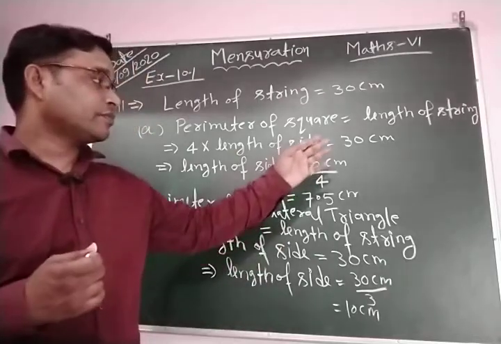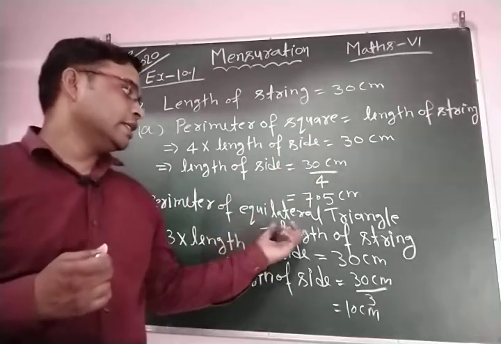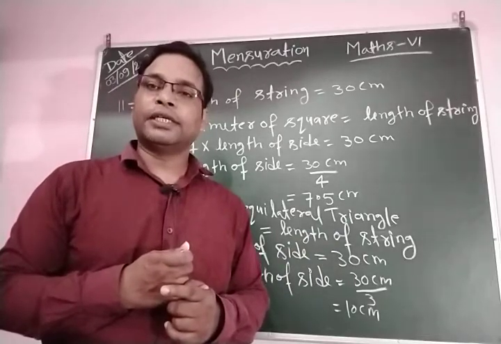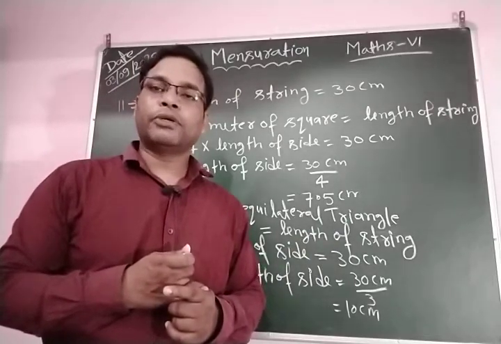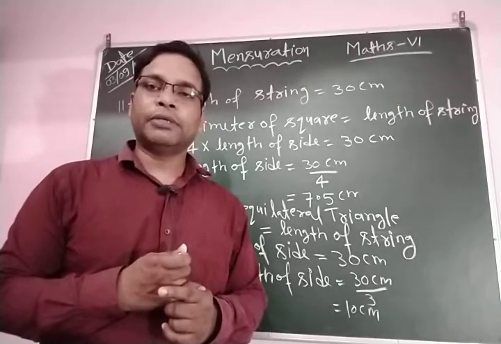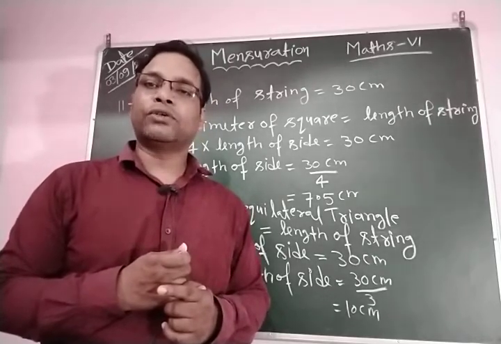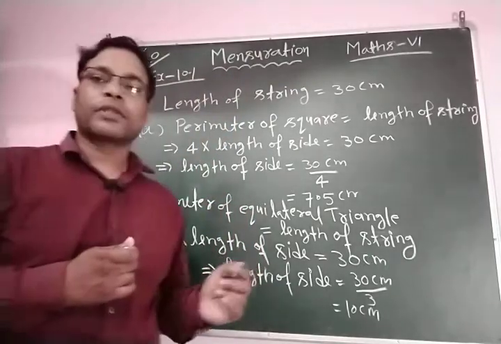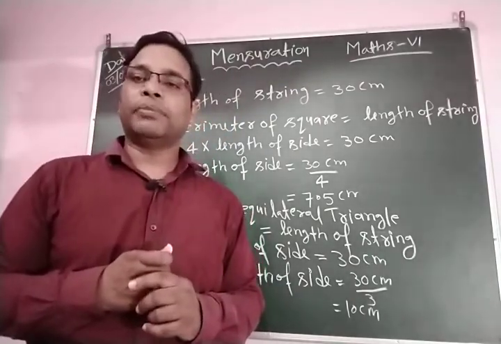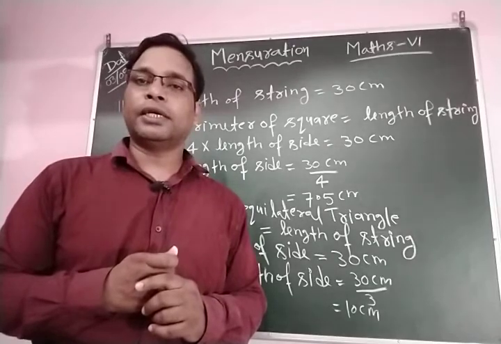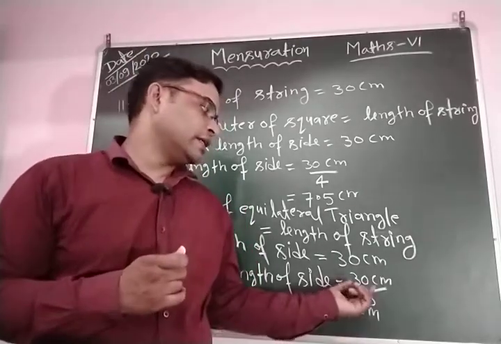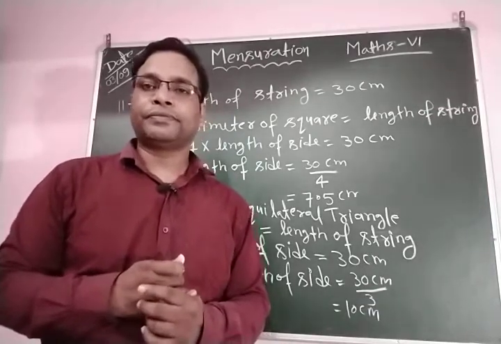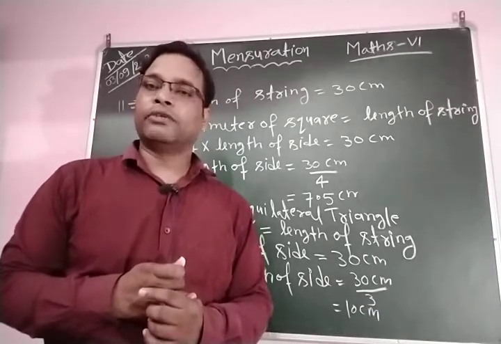So here the perimeter of equilateral triangle is equal to length of string, and the length of string is given, 30 centimeter. Okay, so perimeter of equilateral triangle is equal to 30 centimeter, because we used this string to form equilateral triangles. Now if we divide perimeter by 3, then we obtain length of side of equilateral triangle. So here we divide 30 by 3, then we obtain 10 centimeter. 10 centimeter is the length of side of the equilateral triangles.